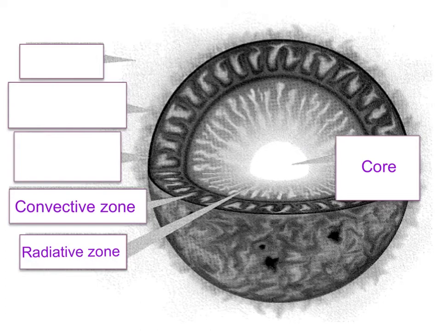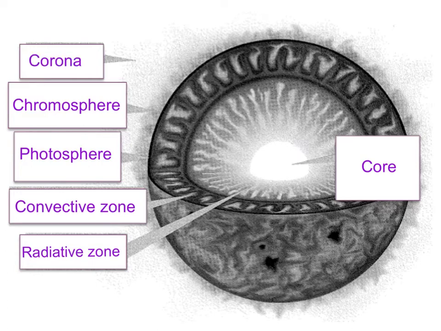The next layer out is the photosphere. This is the layer of the Sun that gives off the light. Photo is a root word meaning light. The next layer out is the chromosphere. Chrome is a root word meaning color. This is the layer of the Sun that gives it its color. And the final layer is the corona. If you've ever drawn a sun, the little lines you draw outside the Sun, that is representing the corona.